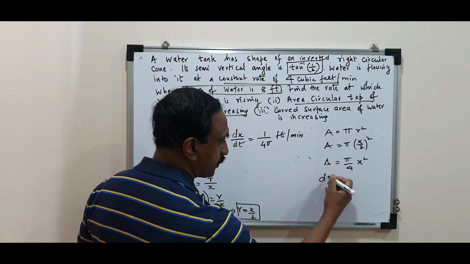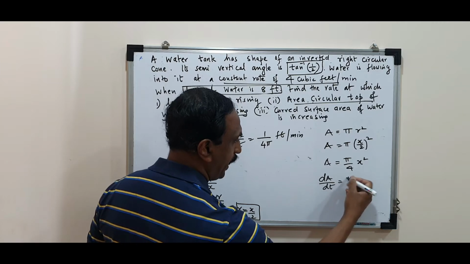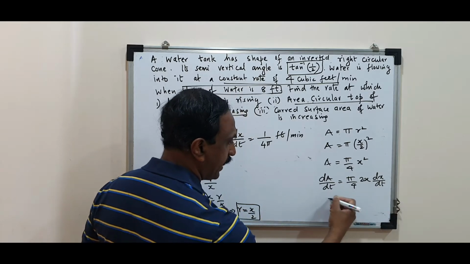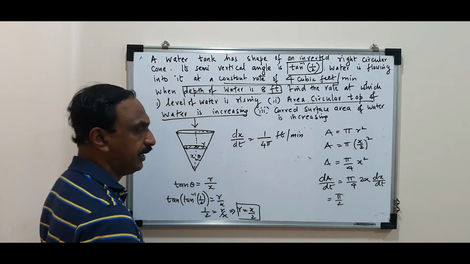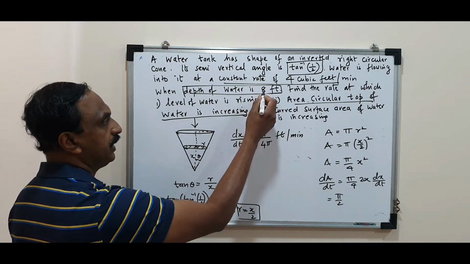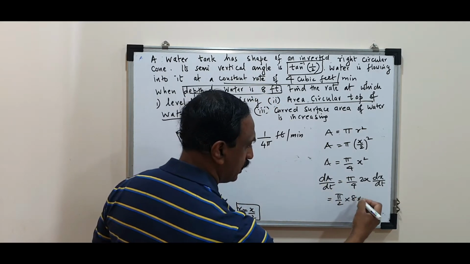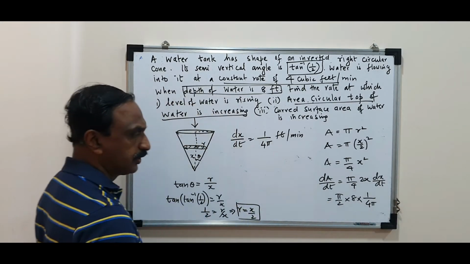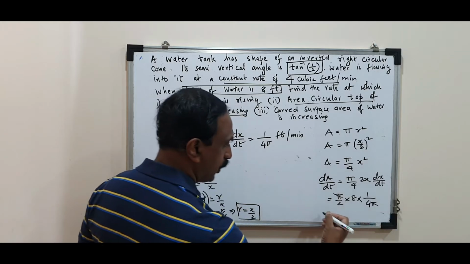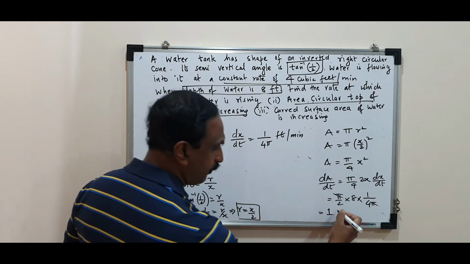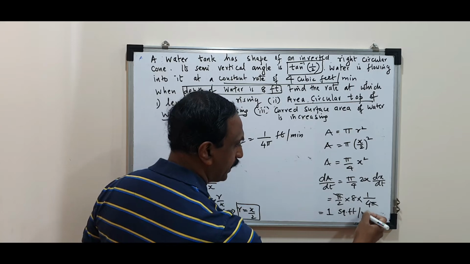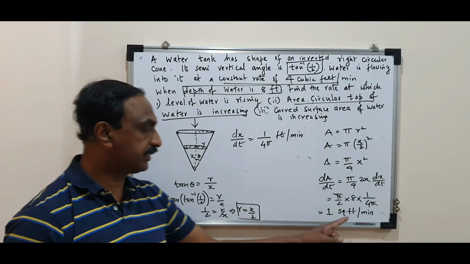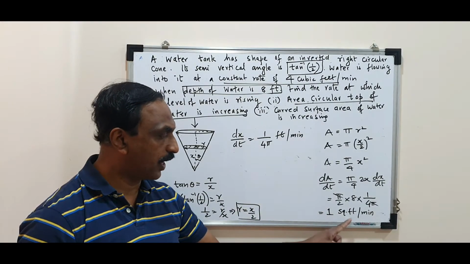Now I will differentiate with respect to t. So dA by dt is pi by 4 into 2x dx by dt, which I can write as pi by 2 x dx by dt. x is nothing but the height, that is 8 feet, and dx by dt is nothing but 1 by 4 pi. So pi gets cancelled, and it becomes 1 square feet per minute. The area of the surface is increasing at the rate of 1 square feet per minute.